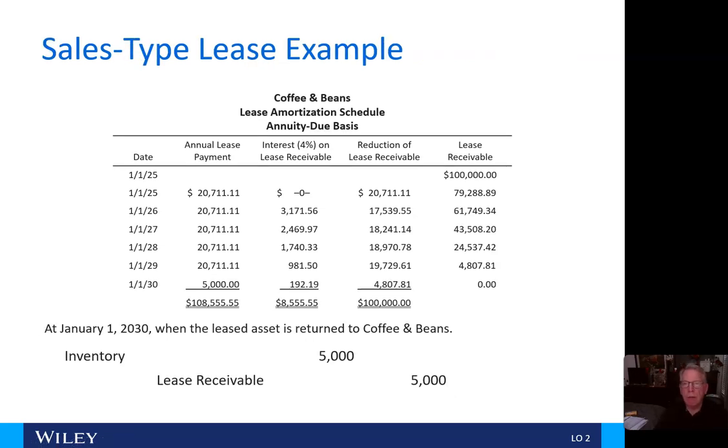Okay, now for the sales type lease example, on January 1, 2030, here, we have at $5,000, the leased asset is returned to Coffee and Beans. So we'll bring that back into inventory with a debit of $5,000 and credit lease receivable for $5,000.